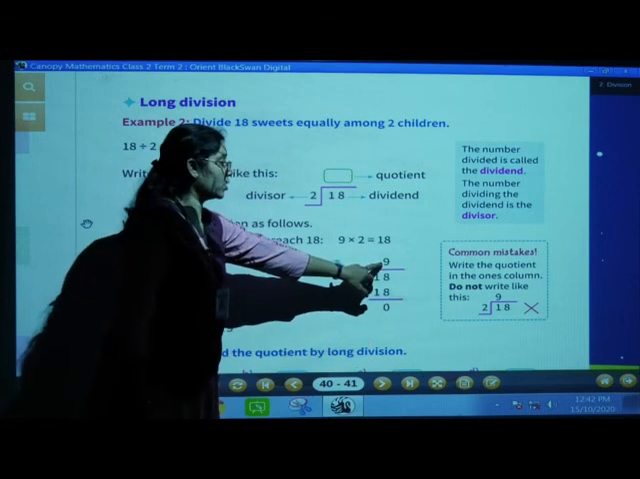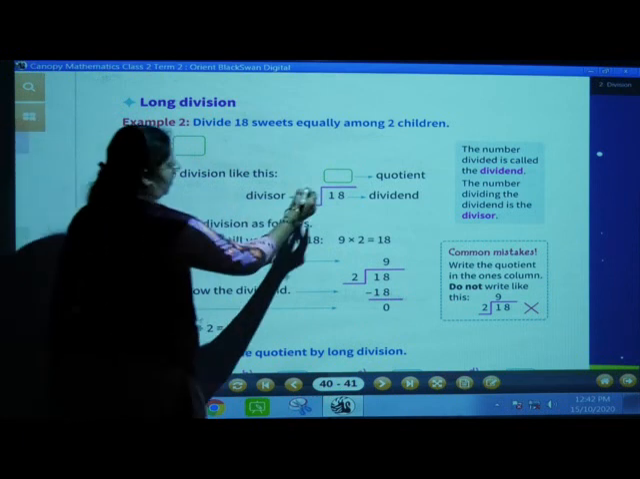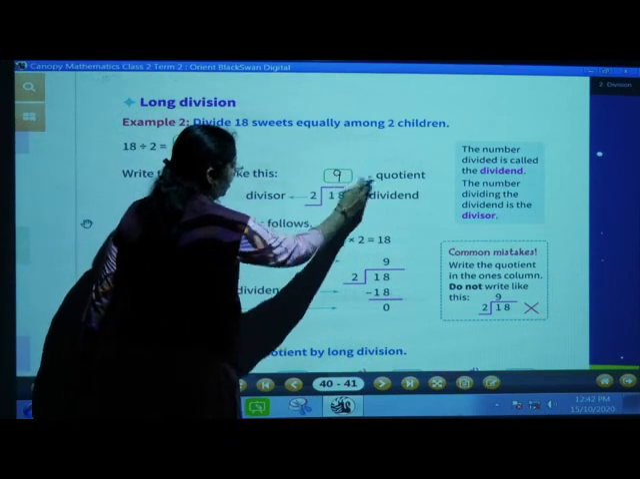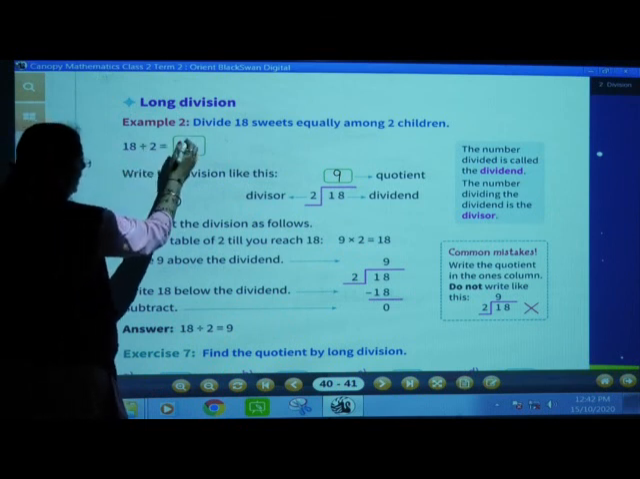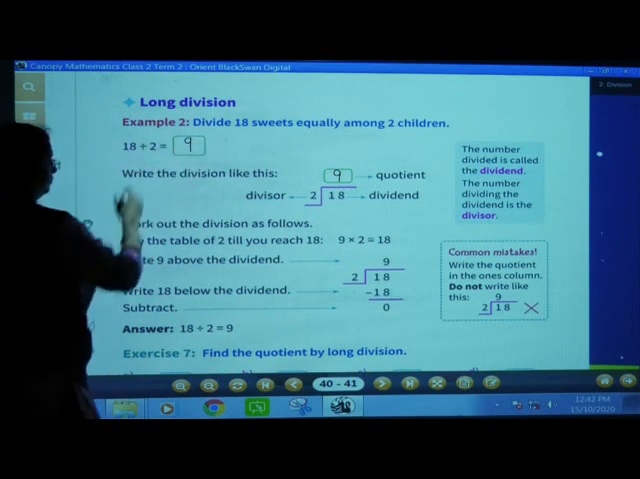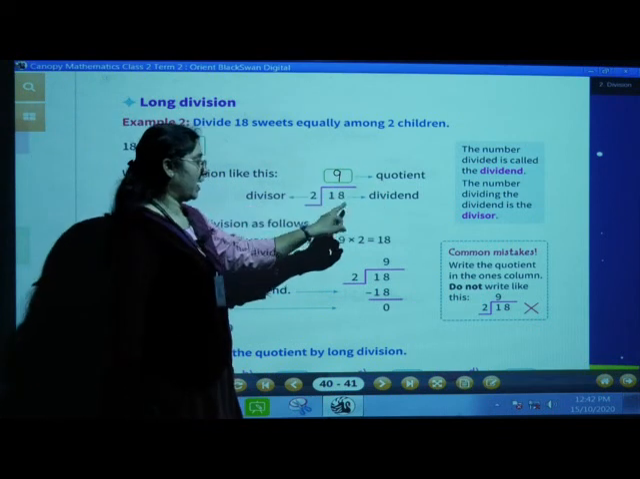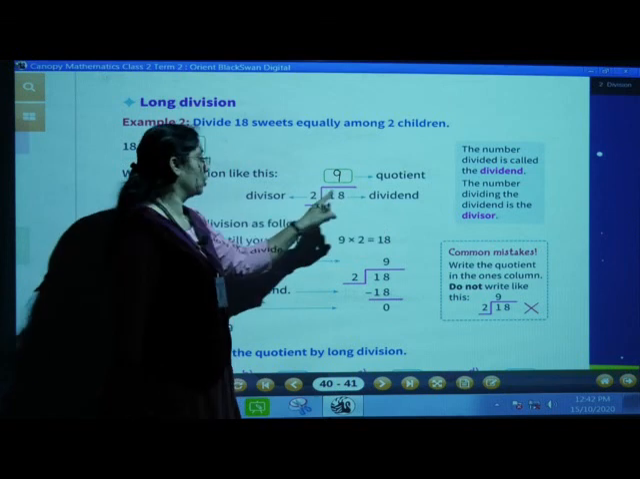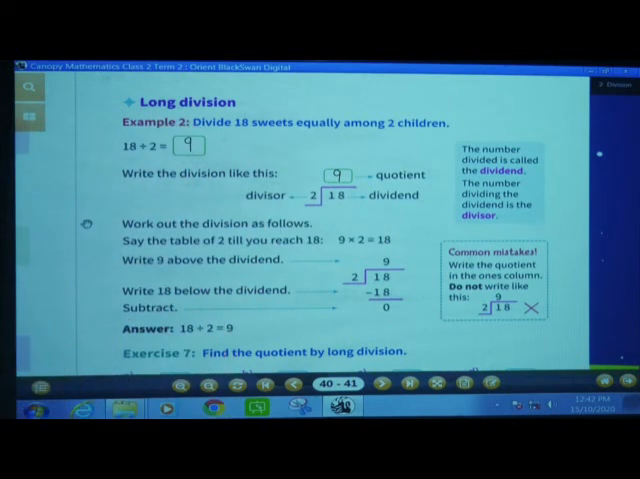Then what is the quotient? Which number is this? 9. 9 is the quotient, means 18 divided by 2 is equal to 9. 9 is the quotient, 18 is the dividend, 2 is the divisor.